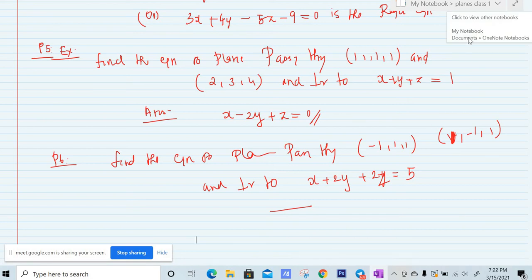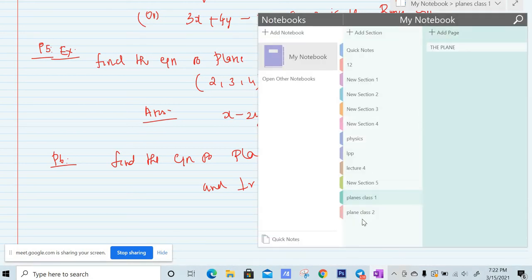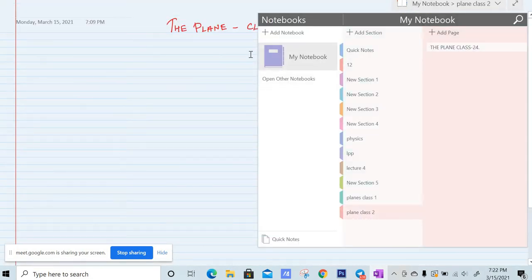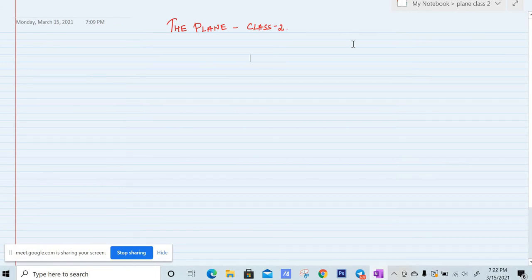So subtopic 1, we have seen some problems based on general equations of plane. Subtopic 2 is angle between two planes. Now we are going to move on to subtopic 3, right? So subtopic 3 is equation of plane passing through 3 points.